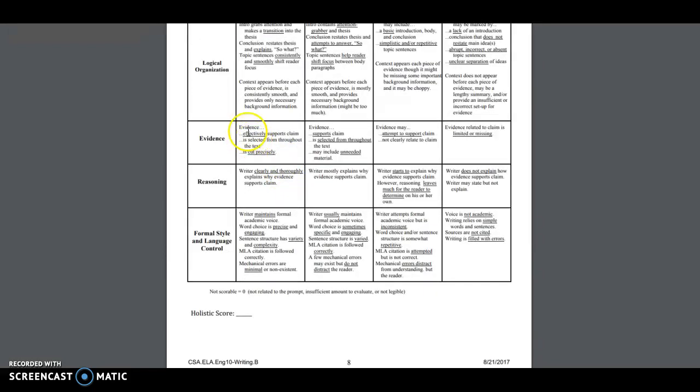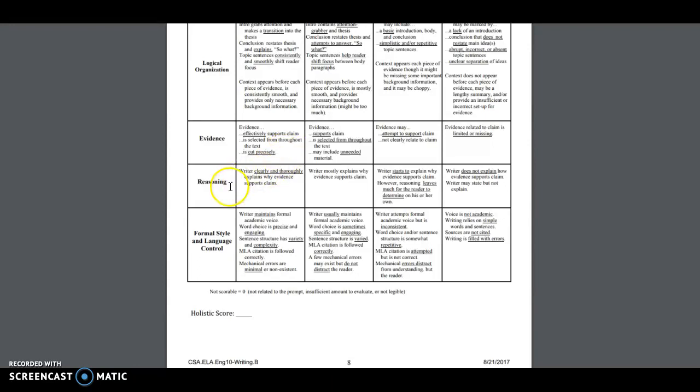Evidence. This is where a lot of people suffer. All right? Make sure that evidence effectively supports your claim and is selected from throughout the text. Don't just pick 1 or 2 quotes from the first page. These need to be quotes from the whole short story. Your short story, I think, is like 8 pages. You need to have quotes that are all throughout.